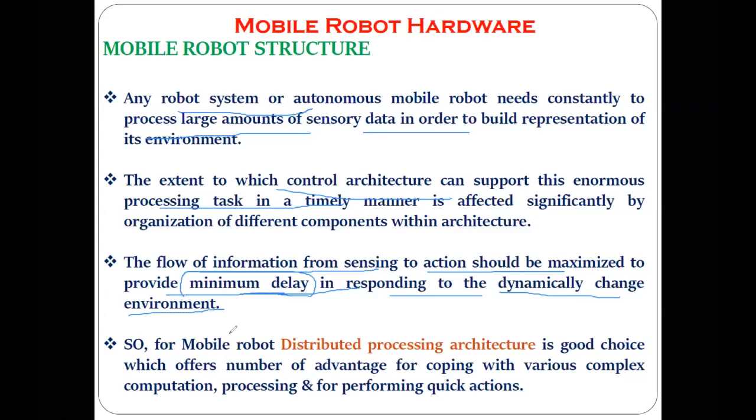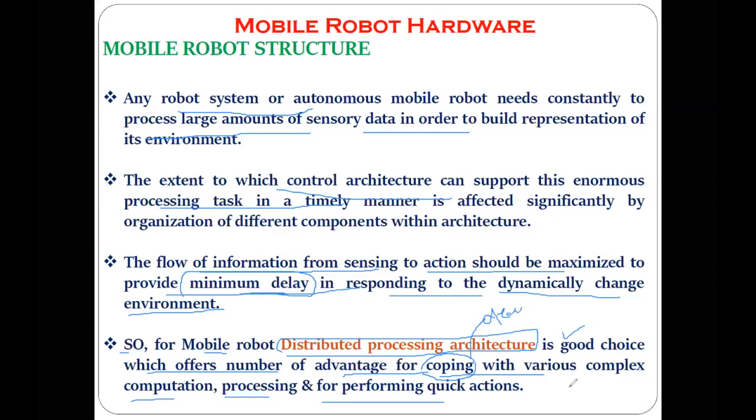Okay, and accordingly, the most popular kind of mobile robot architecture is selected based on the distributed concept. So here I have mentioned, for mobile robots, distributed processing architecture is one of the good choices. Distributed processing architecture offers a number of advantages for coping with various complex computation processing and for performing quick action. Coping means dealing with something.